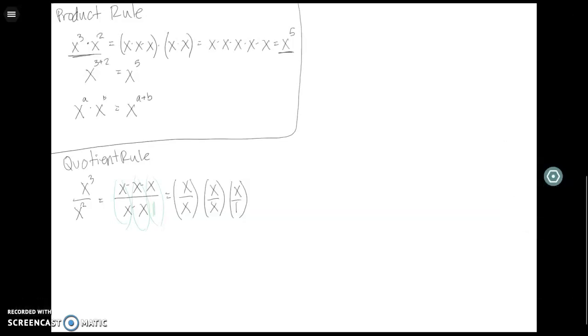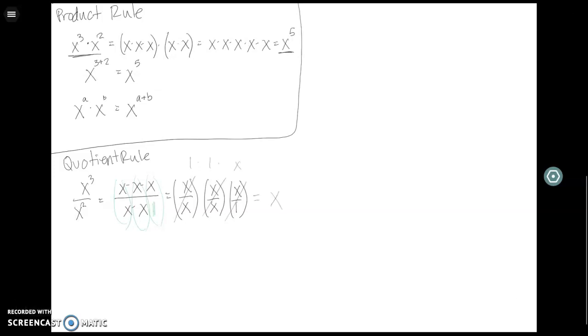Now I can start simplifying. So x over x, well, that's easy. That's just 1. Anything over itself is just 1. So this goes to 1, this goes to 1, and I can just think about this as x. So I have 1 times x, which is x.